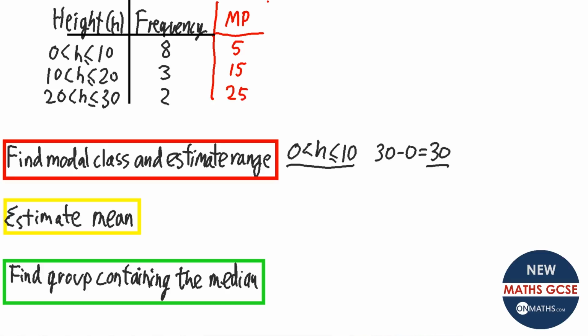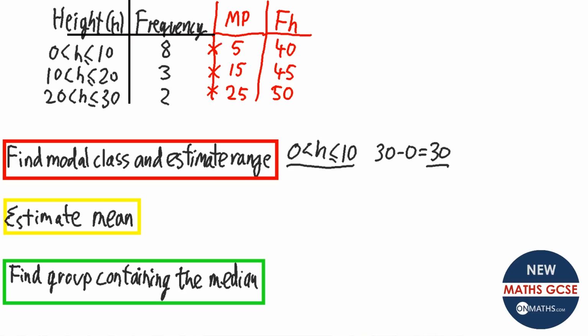Now I can continue as I did before and add my fx column, or this time it's fh, because it's h the first column. So I'm going to just times the frequency by the midpoint, and that's all I'm going to do. So 8 times 5, which is 40. 3 times 15, which is 45. And then 2 times 25, which is 50.